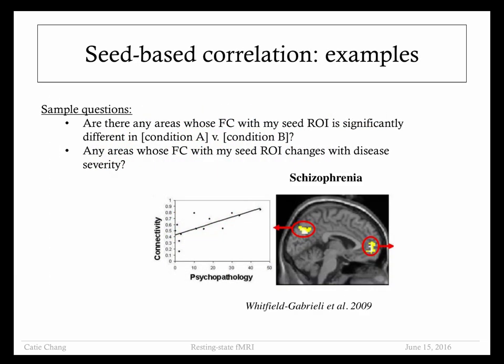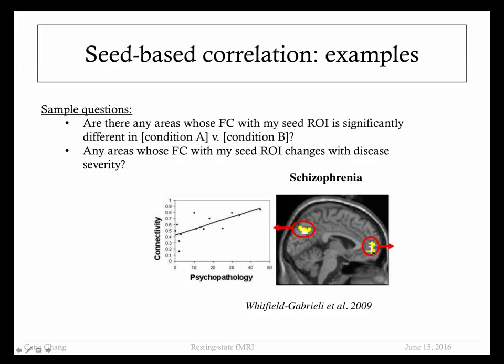Here are some example questions where you might use seed-based correlation. These are along the lines of: are there any areas across the brain whose functional connectivity with your seed is significantly different between two conditions? Or are there any areas whose correlation with that area may increase as the severity of the disorder increases? This was an illustration of that, showing two areas that became, in their data, more strongly correlated with a measure of psychopathology.